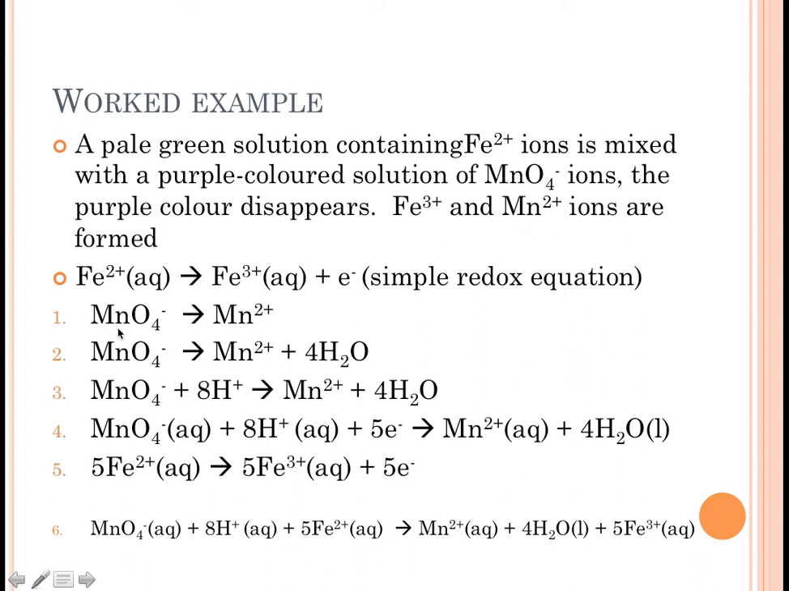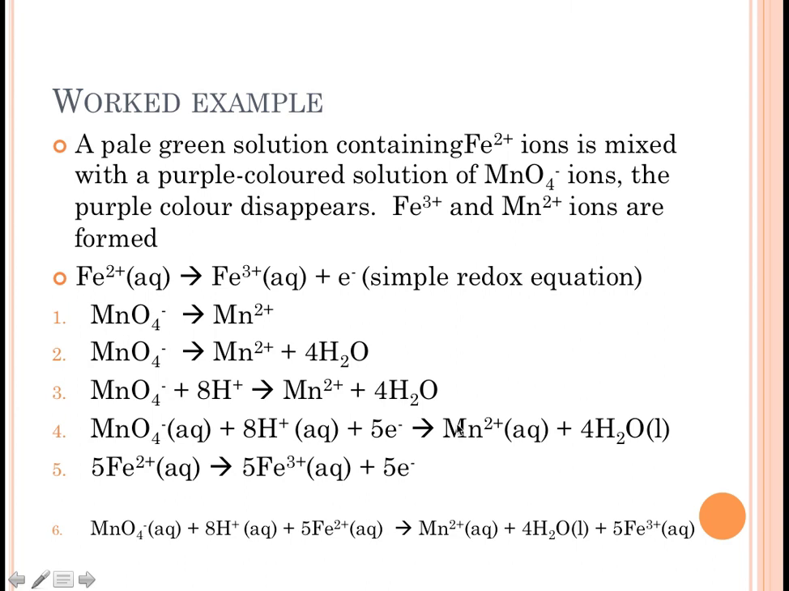So I'm going to start by just saying MnO4- goes to Mn2+, because I've got to put the whole thing in. I've balanced my key element, my Mn, that's fine. Next up, I need to balance my oxygen. So I've got 4 oxygens here, so I have to put 4 waters on the other side. Then I've got to balance these hydrogens. So I've added 4 waters, so I added 8 hydrogens. So I balance that by adding 8 hydrogen ions.